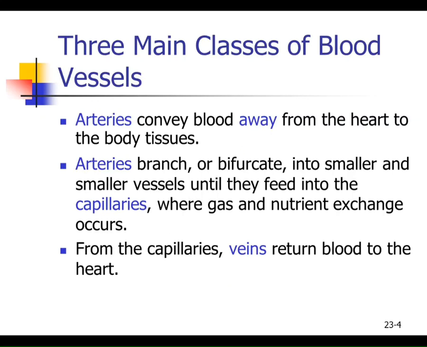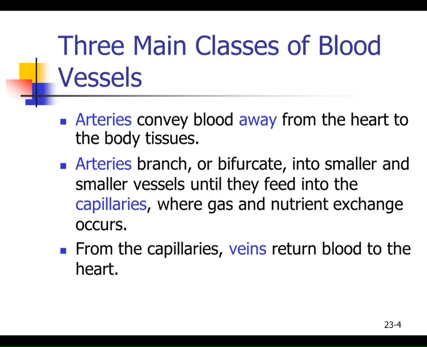Capillaries are not just small arteries. They are their own special class. And maybe somewhere along the way you were taught that capillaries are just small arteries, but they really are not. They're a different structure. We'll look at the differences next time. The capillaries are where the gas and nutrient exchanges, where all the water exchange is going to happen.